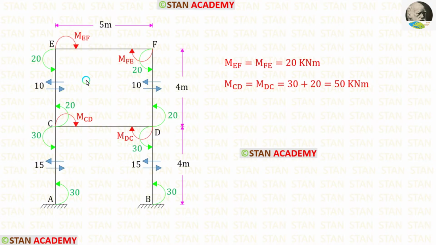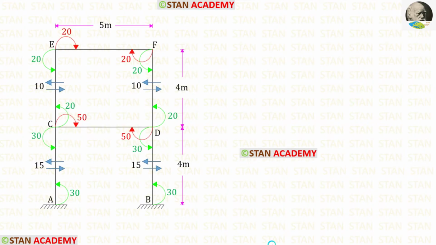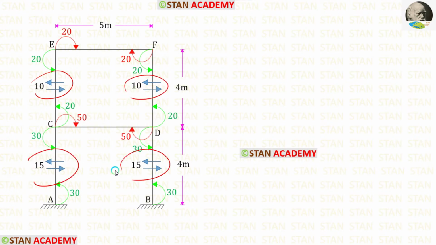Now let us find the moments in the beams. First, let us take the beam EF. If this moment is 20, MEF and MFE also should be 20. Now let us take the beam CD. We can find MCD and MDC by adding these two moments. When we do that, we are getting 50. In this analysis, we have calculated all of the moments. We have calculated the shear forces in the columns. Now let us find the shear forces in the beams.